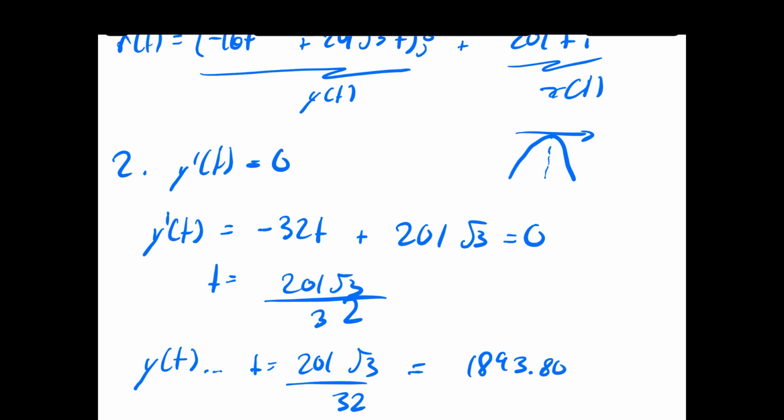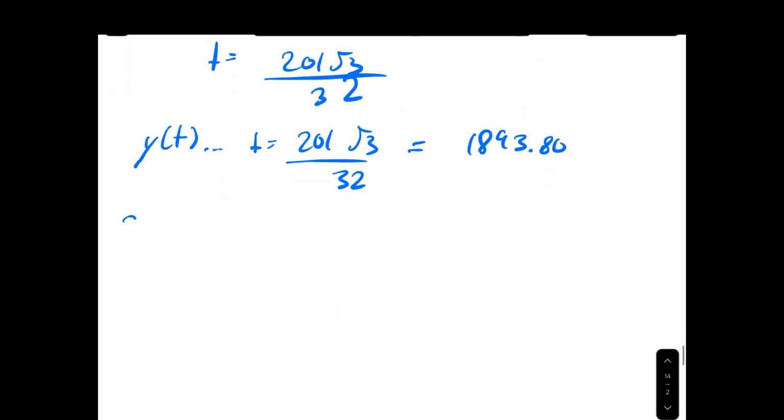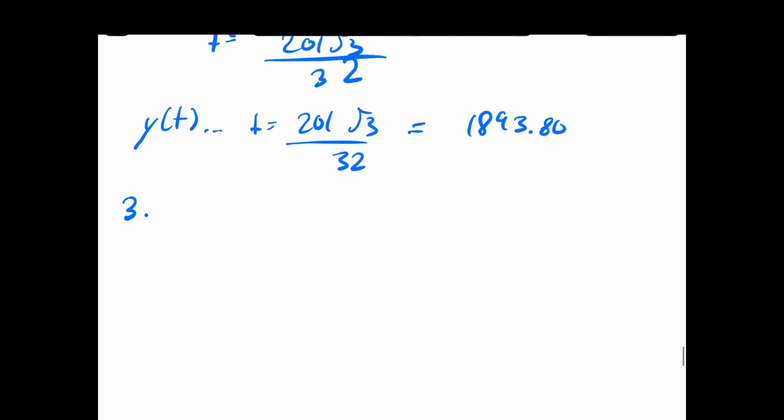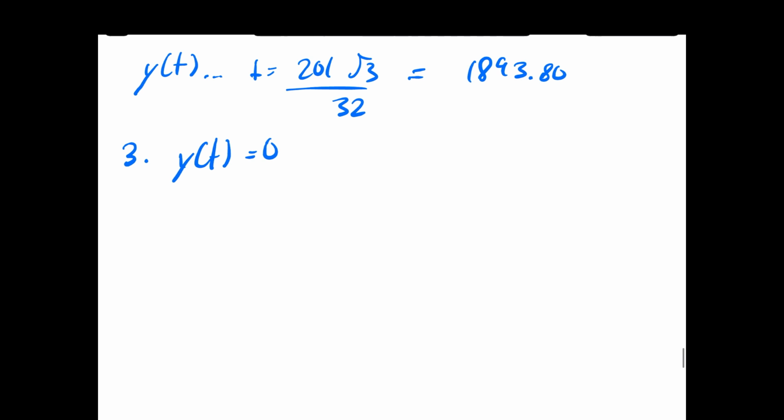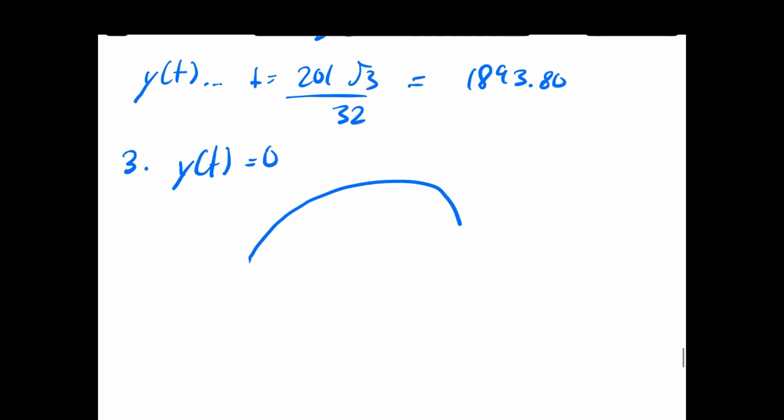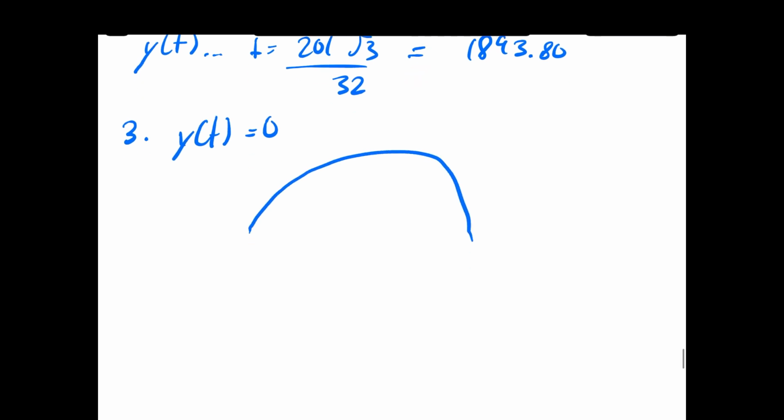There we go. So that is B. Your third one is going to be the range of the projectile. So here you're looking for when y at t equals 0. And that's because over the span of this projectile, y at t equals 0 at two spots. Its starting point and its end point, right?